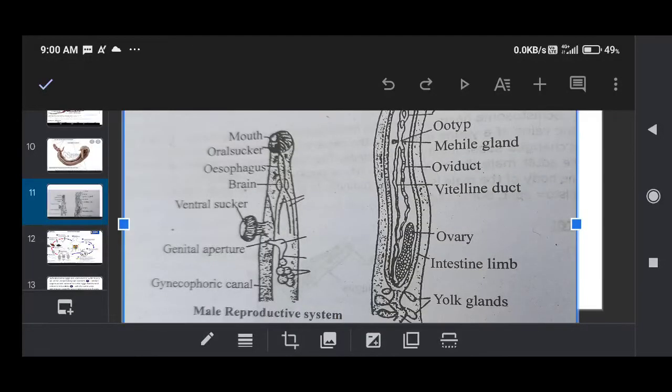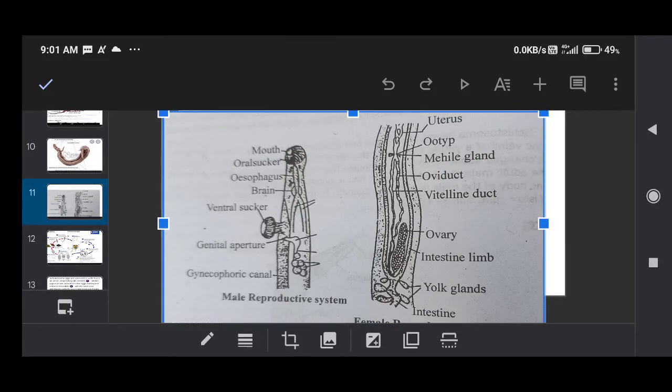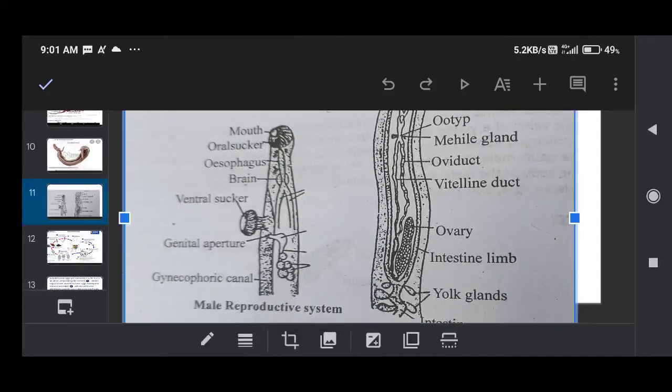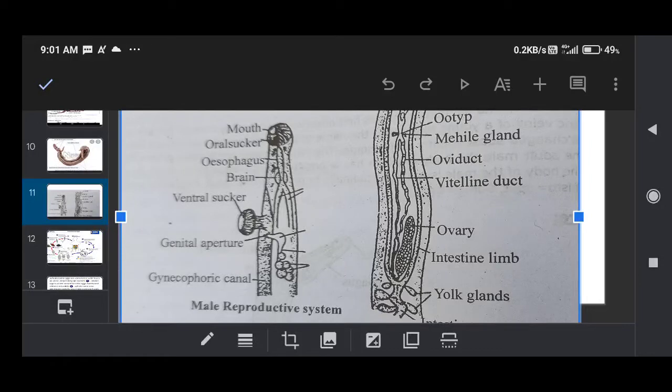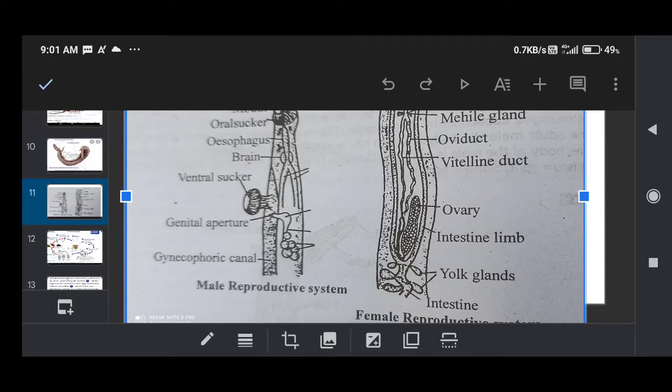And next we are going to the female reproductive system. Only one ovary is present in Schistosoma haematobium. Generally the one ovary directly opens into the vitelline duct or oviduct. Near where the oviduct is present, the yolk glands are present. These yolk glands are useful for producing the capsule around the ova, along with some yolk cells.